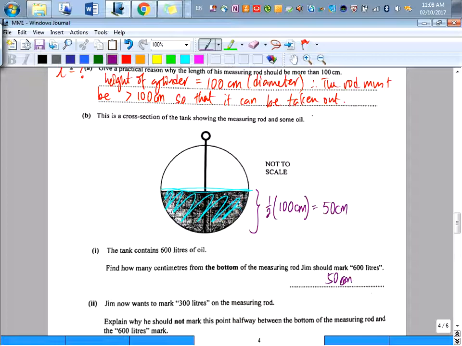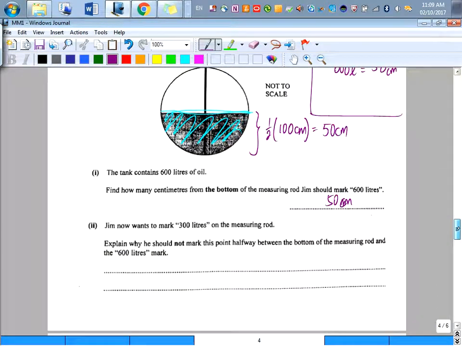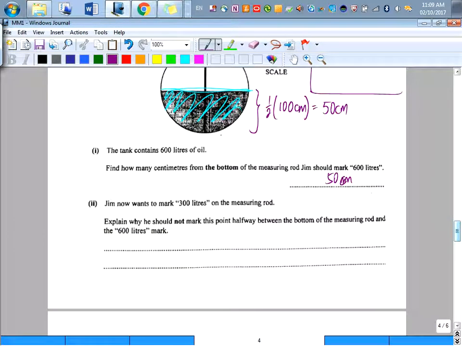Please do not write 1200 liters equals to 100 cm, 600 liters equals to 50 cm. They are different quantities. One is volume, the other is length. They cannot be equal to each other. They can correspond to each other, but they can never be equal to each other. So presentation-wise, take note. So now, he wants to mark 300 liters on his measuring rod.